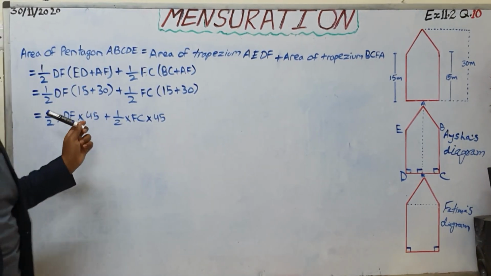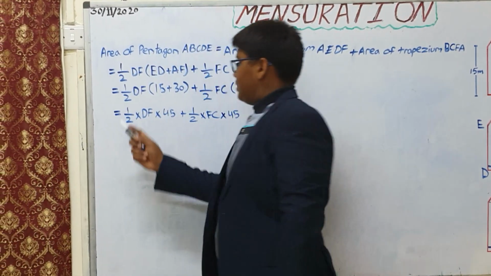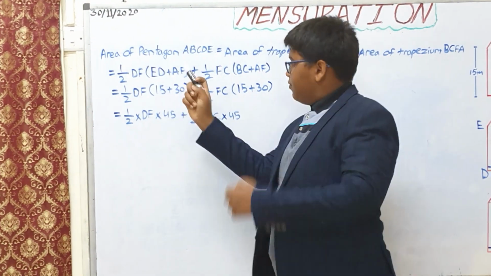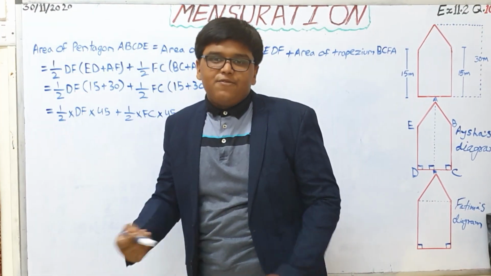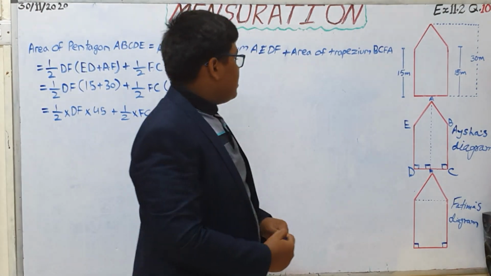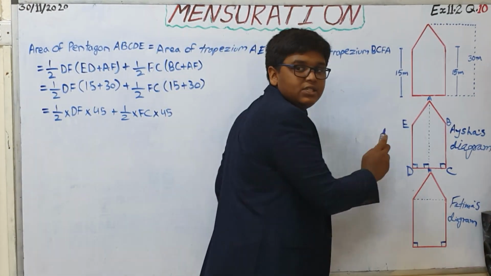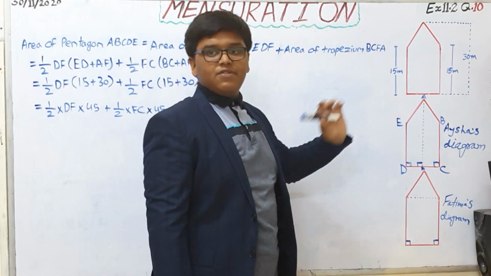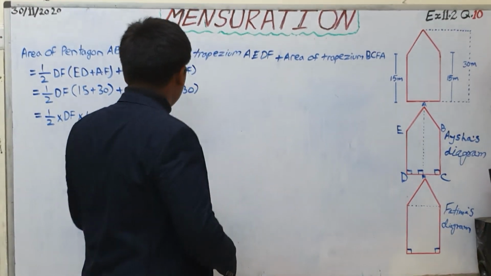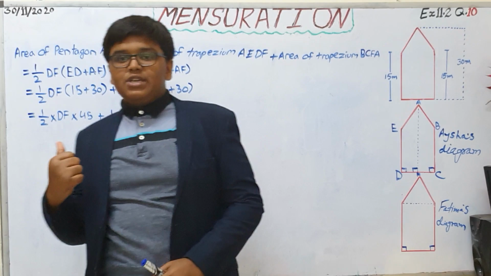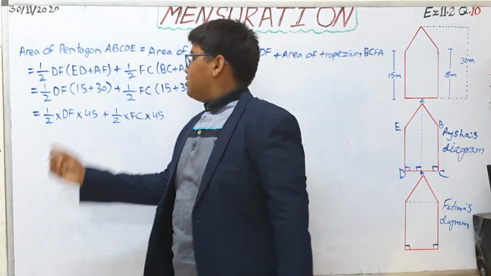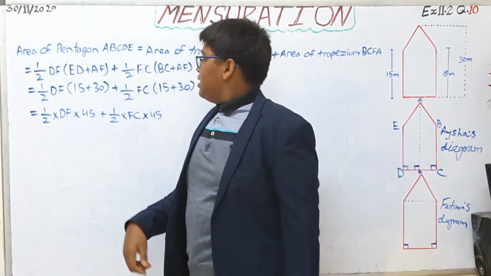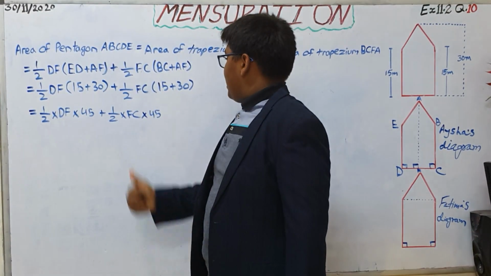Now I am writing all the sides of them. Half DF into ED plus AF. Now what is this DF? DF is this much side. They have not given any information about this side as per the question, so we will write it as x. But I am doing it in DF form only, so we will do it like that for further use. It will be easiest to understand, because there are two types, DF and FC.